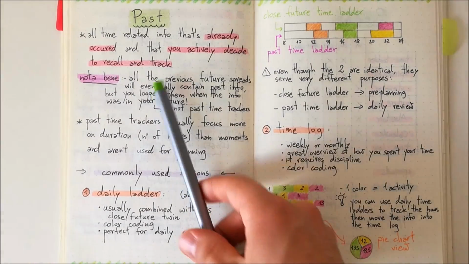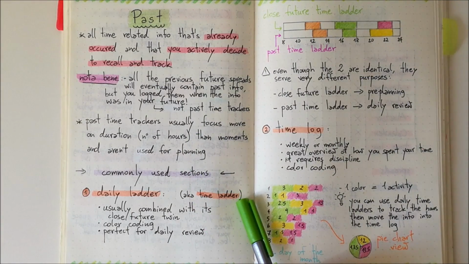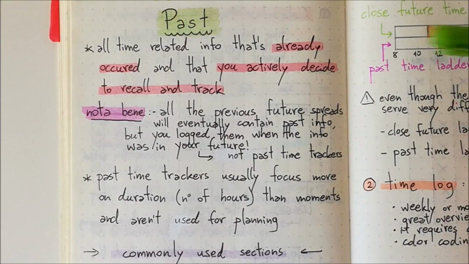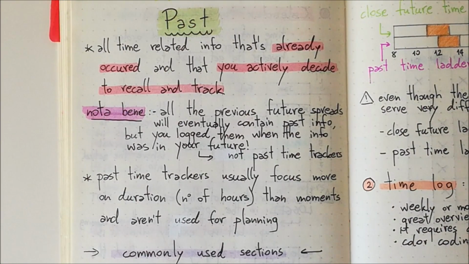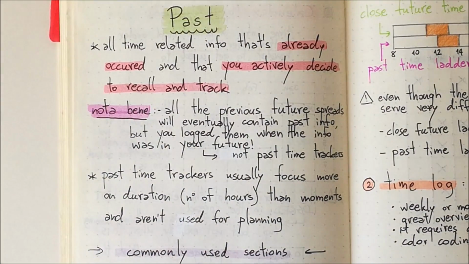Next, we move on to past time information. For this section, I'm going to show you the past time version of the time ladder and the time log. The past time information is all of the information that's already occurred and that you decide in your present that you actively want to recall in order to track it.